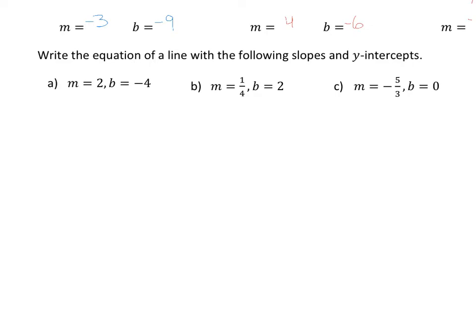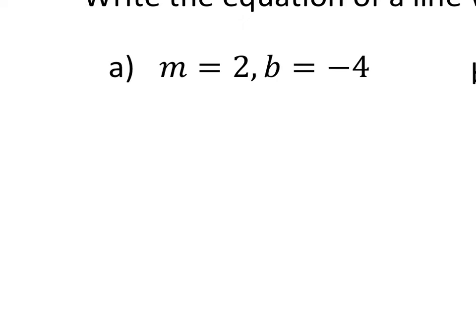Write the equation of a line with the following slopes and y-intercepts. Now we're going to go backwards. We're given a slope and y-intercept, and we need to write an equation. Remember, our equations in slope-intercept form are y equals mx plus b. All we're doing here is replacing our m and b values.